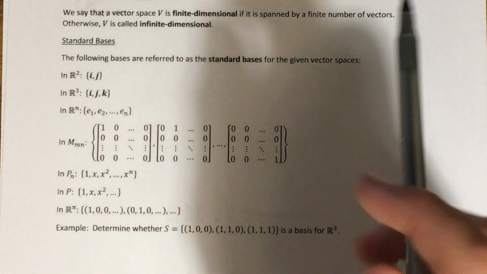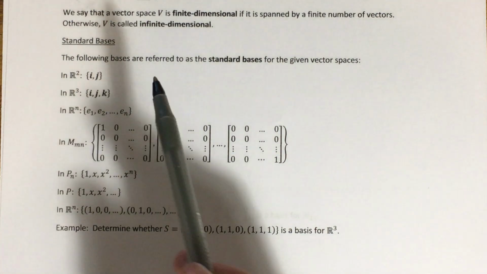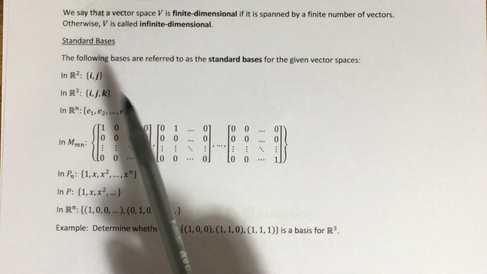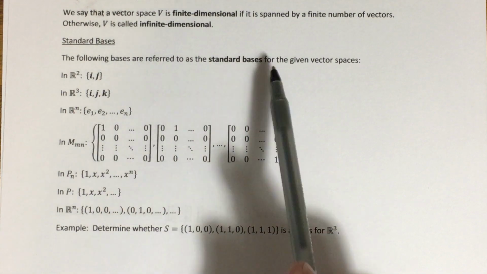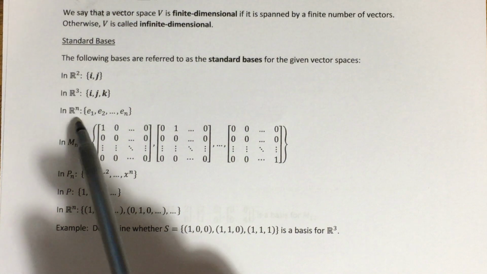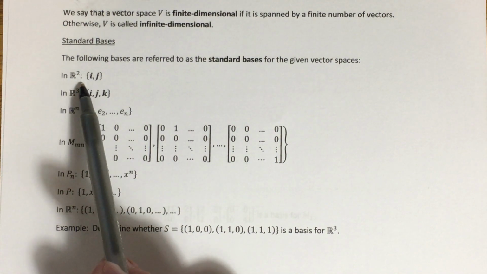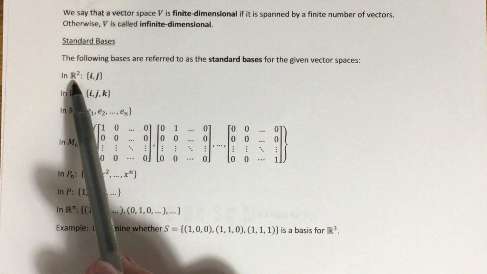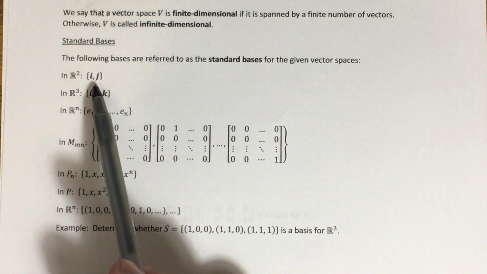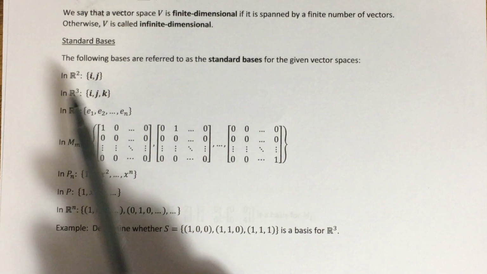Now the term basis should sound kind of familiar because we've already used that term in a couple of contexts. Specifically these three right here, we've referred to these sets as standard bases, that's plural for basis, for these different vector spaces. So the standard basis vectors i and j span all of R2, but it's also a linearly independent set. i, j, k is a basis for R3.